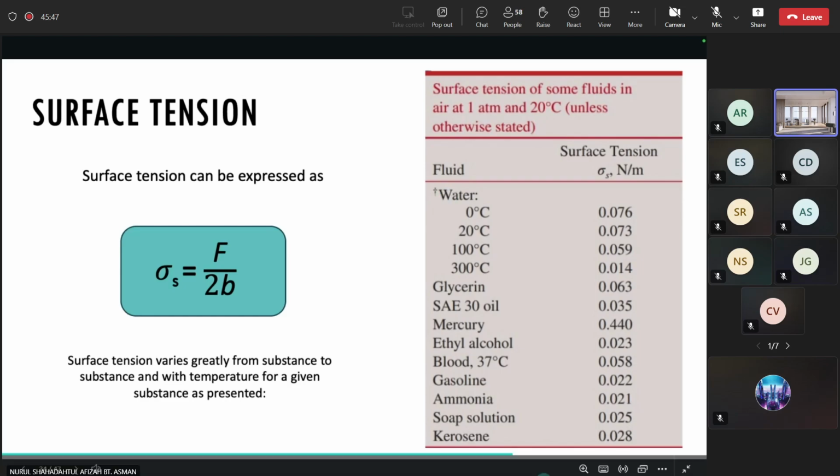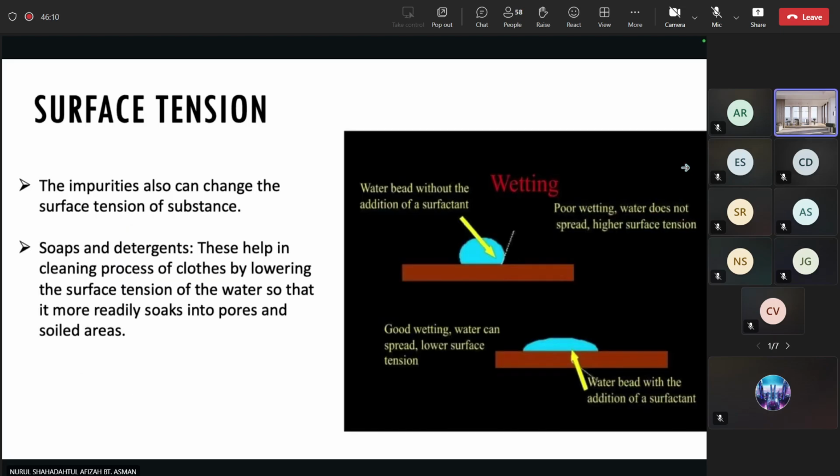So different type of fluid also having a different value for the surface tension. So this is the example for the surface tension of some fluid in A at 1 atm and 20 degrees Celsius. So this is the same explanation as in the video.